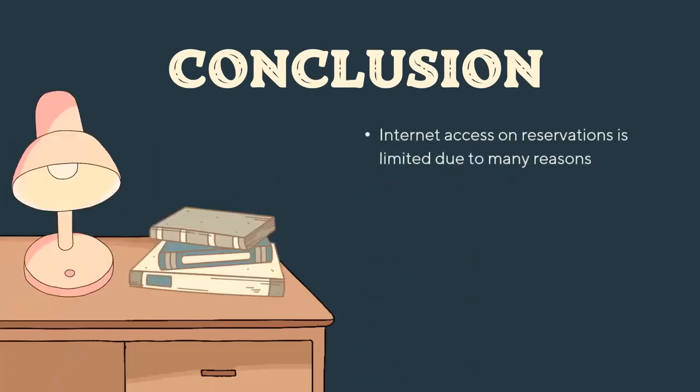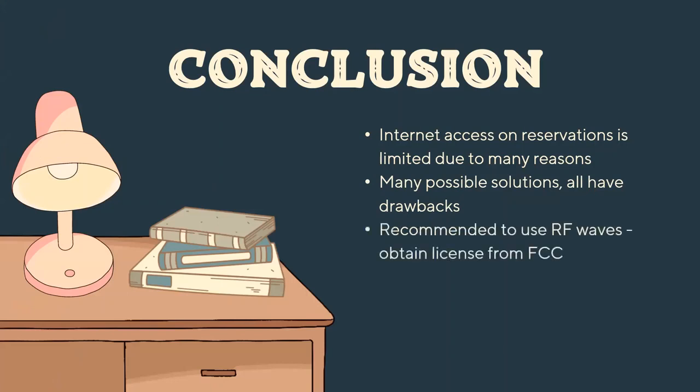In conclusion, internet access on reservations is limited due to many reasons. This affects how Native American students can access educational opportunities online. There are many possible solutions being considered, but they all have drawbacks and many aspects to consider. Culture plays a key role in this because culture dictates how technology is used and how land is used. Careful consideration must be given to respecting culture when designing plans to set up internet infrastructure on tribal lands, even for educational purposes. The recommendation is to use RF waves.